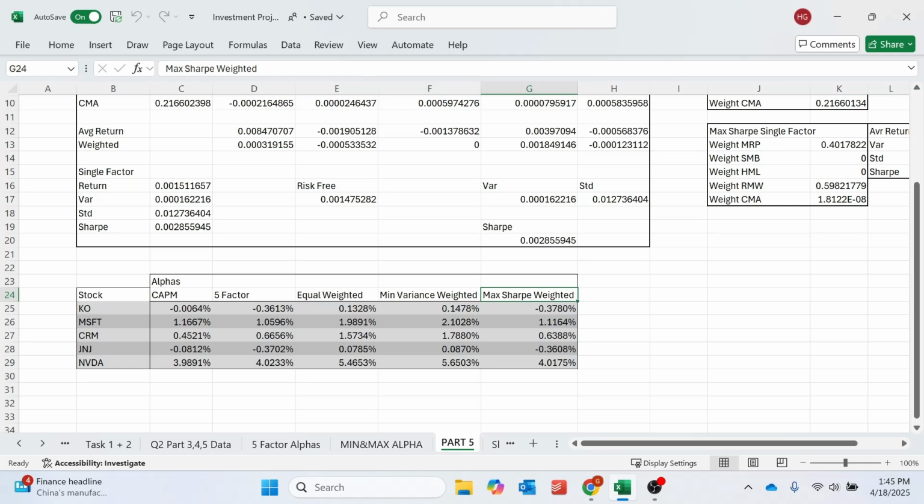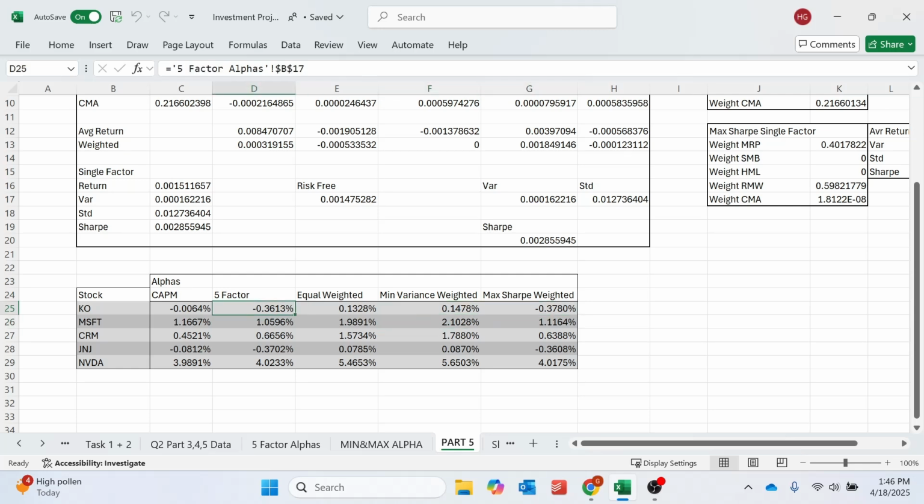What you notice is that with the max Sharpe weighted portfolio, you get a similar outcome to the 5 factor data. And with the minimum variance, since this portfolio is not on the asset allocation line, you get much higher alphas because your portfolio is not a very strong portfolio, so your data is just not going to be very good at predicting outcomes compared to the max Sharpe ratio.